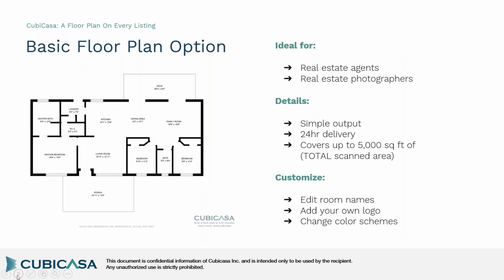So as I mentioned, the details are basically, it is a 24-hour turnaround, but I have to be honest, I've gotten most of mine in 12. Once you get those back, you can edit the names of the rooms. So let's say you started off and it labeled it kitchen, but really this area is more of the butler's pantry. You can actually go in and relabel that room. You can also change the color.